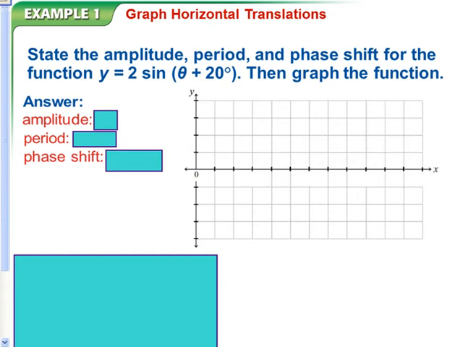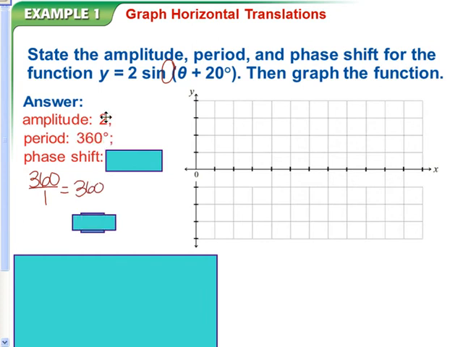So what is our amplitude? Amplitude's always in front of sine. Our amplitude in this problem is 2. What is our period? Our period is always 360 divided by the number in front of theta. There's no number there, so it's just 1. So that's just 360 degrees.